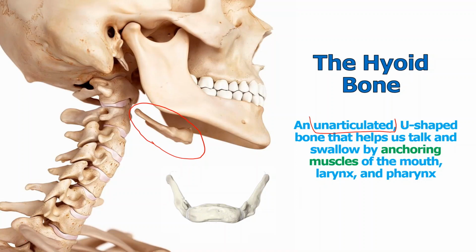For us, it does help us talk. It does help us swallow. The fancy word for swallow is called deglutition, and it helps us do this by anchoring muscles that are in the mouth, the larynx, which of course is the voice box, and the pharynx, which is the muscular throat. So let's check out some of these muscles that are attached to the hyoid bone.